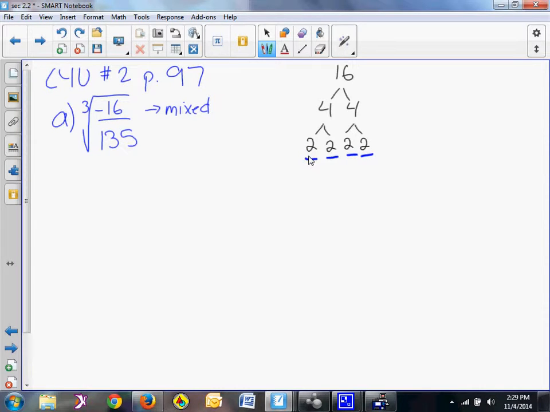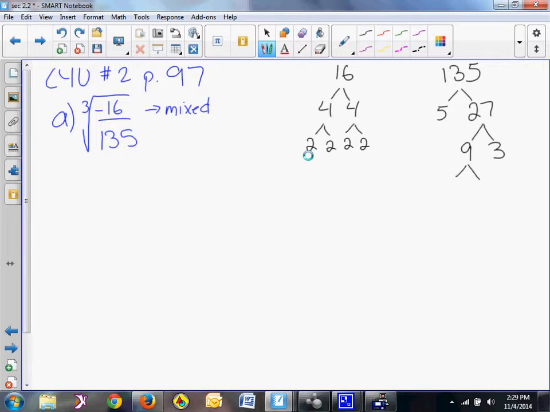So we're going to do the same prime factoring with our second number, which is 135. I want two numbers that multiply together to give me 135. I'm not an expert at my 135 times table, but I know any number that ends in 5 or 0 is divisible by 5. So if I take 135 and divide it by 5, I get 27. 5 is a prime number, so I don't need to factor that. 27 is not prime, so I need two numbers that multiply to give me 27. I know 9 and 3. 9 is not prime, because 3 times 3 equals 9. But 3 is prime, so I'm going to stop there.